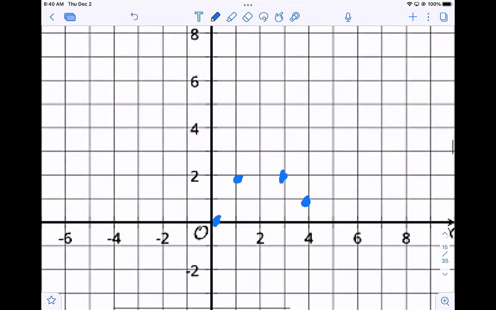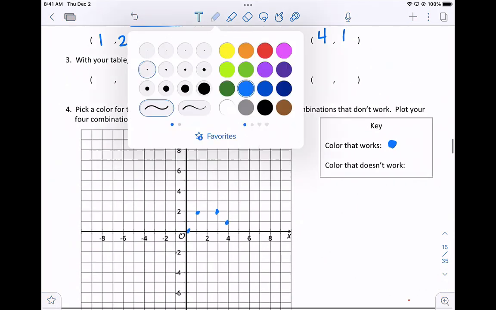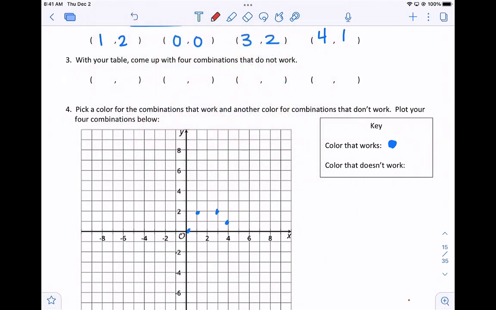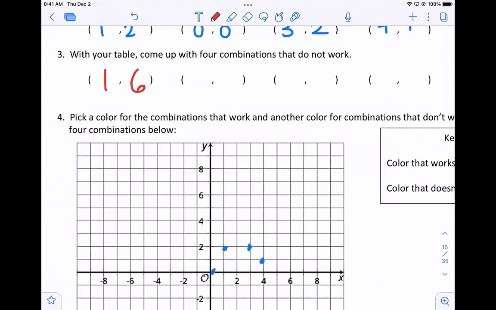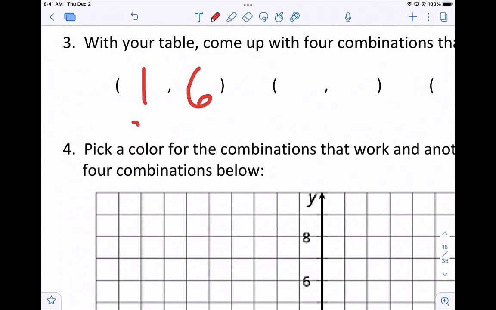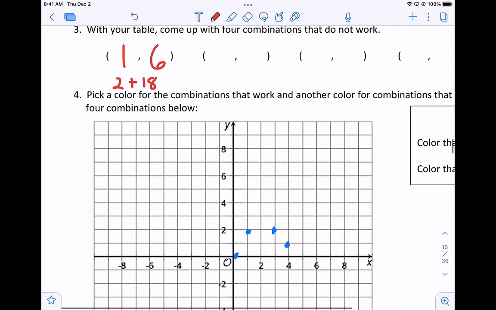Okay, so hopefully you're able to get 4 points that work. Some points that don't work would be 1, 6. It wouldn't work because 1 times 2 is 2, 3 times 6 is 18, and that's way bigger than 12, right? So we know that 1, 6 would not work.